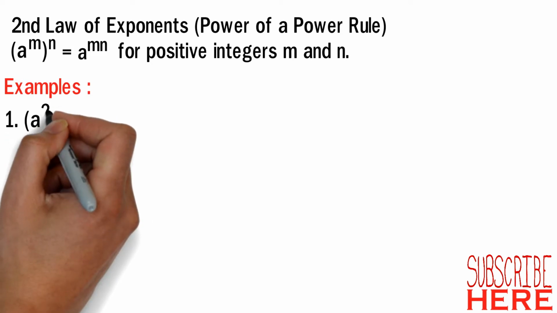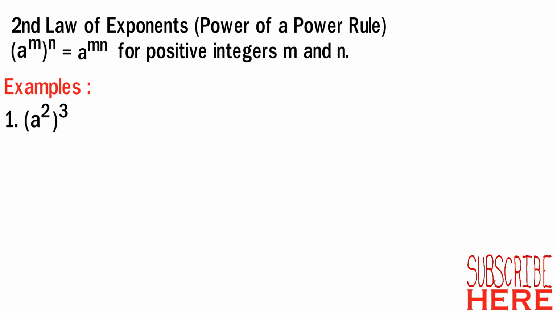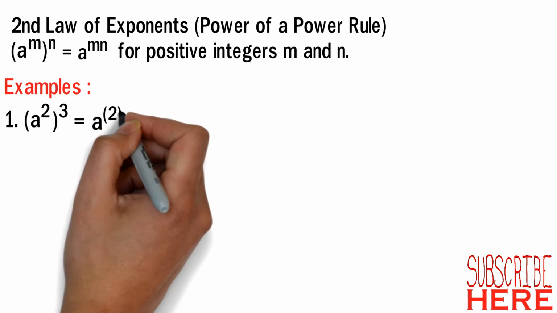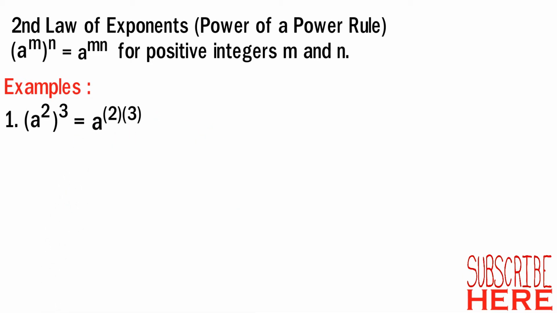Example number 1, ay a squared, raised to 3. Just copy the base which is a and multiply the exponent inside to the exponent outside. Kaya magiging 2 times 3. At ang final answer, student, ay a raised to 6.